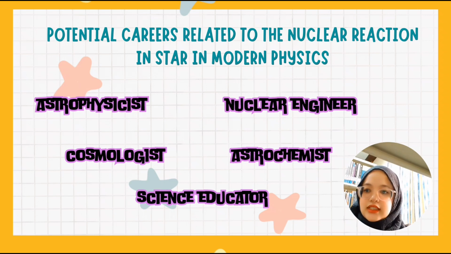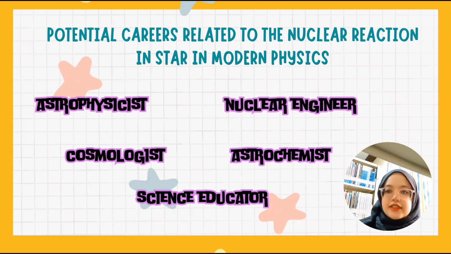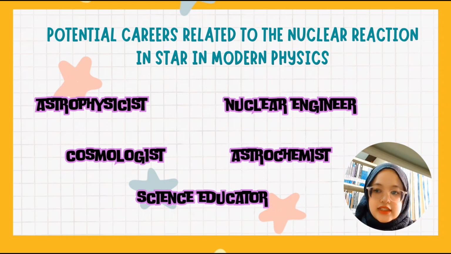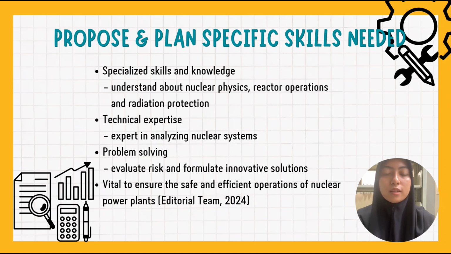Then science educator. Educators in physics and astronomy play a vital role in teaching and communicating concepts related to the nuclear reaction in stars. So they may work in schools, universities, museums, or outreach programs to educate students and the public about astrophysics and nuclear physics. What skills do I need to excel in this career? Soft skills like specialized skills and knowledge, technical expertise and problem solving are important to excel in this career.